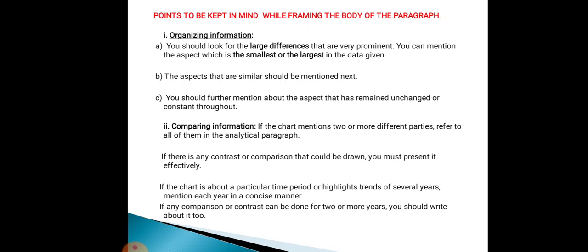Next is how to compare the information. If the chart mentions two or more different parties or aspects, then you have to refer to each one of them separately. And if there is any contrast or comparison, you have to mention that also. If the chart is about a particular time period or highlights trends of several years, then mention each year. And if any comparison or contrast can be done for 2 or more years, you should write about it too. All these things will be more clear to you when we deal with a few sample writings.